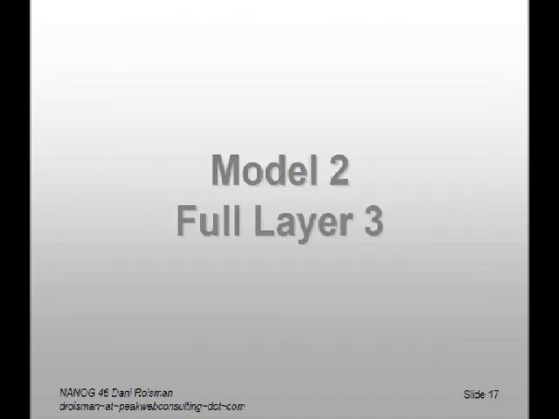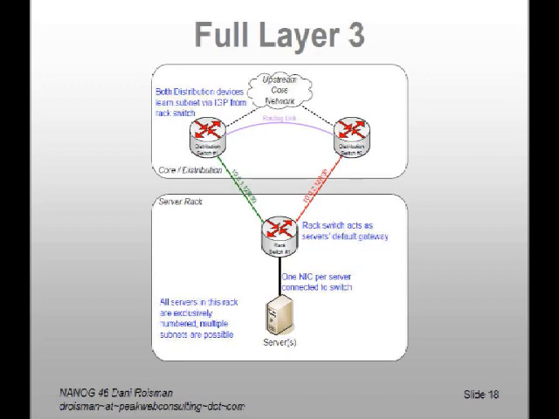Model 2, this is a full layer 3. And this model is also pretty simple. Your rack switch is running the layer 3 protocol. He is the default gateway for your servers, the actual switch located in that rack. You then have 2 uplinks to your distribution layer. You number them in some /30 routing segment, and you run some flavor of IGP.